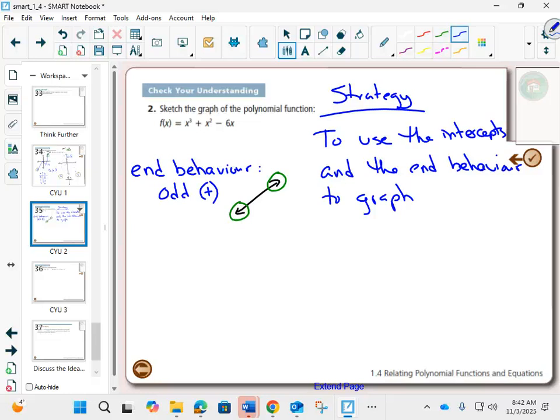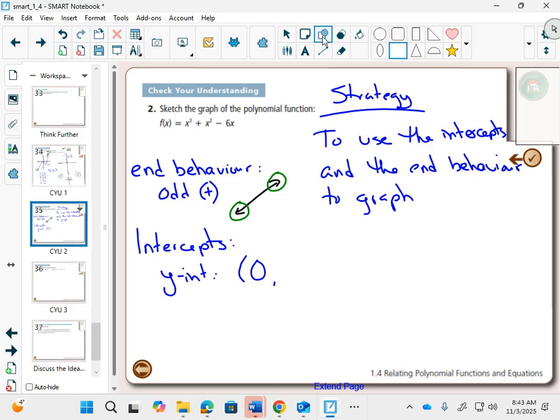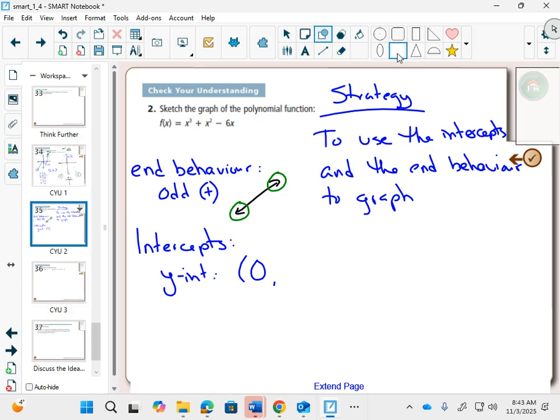Then for figuring out our intercepts, I always start with the y-intercept because it's the easiest. All you have to do is plug in 0 for x. And that is very easy to do. If I plug in 0 for x, I'm going to get 0 plus 0 plus 0. I get my y-intercept to be (0, 0).